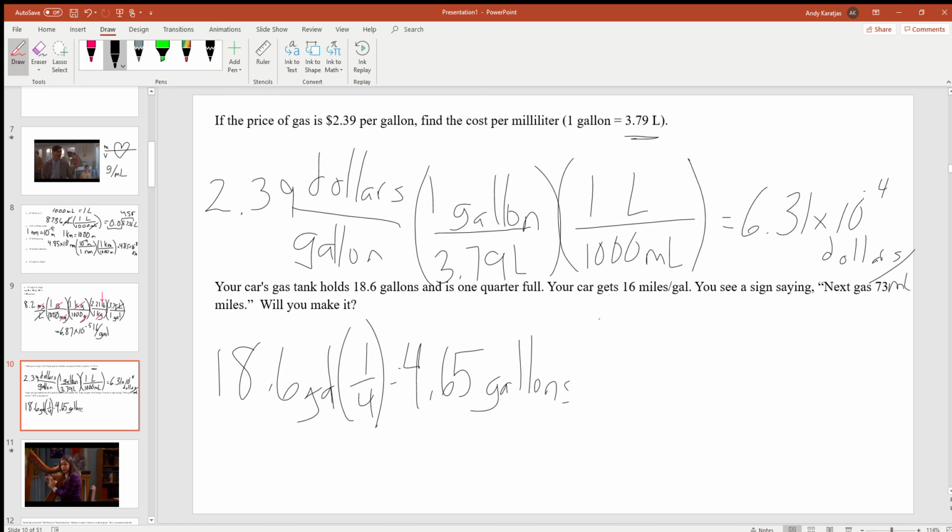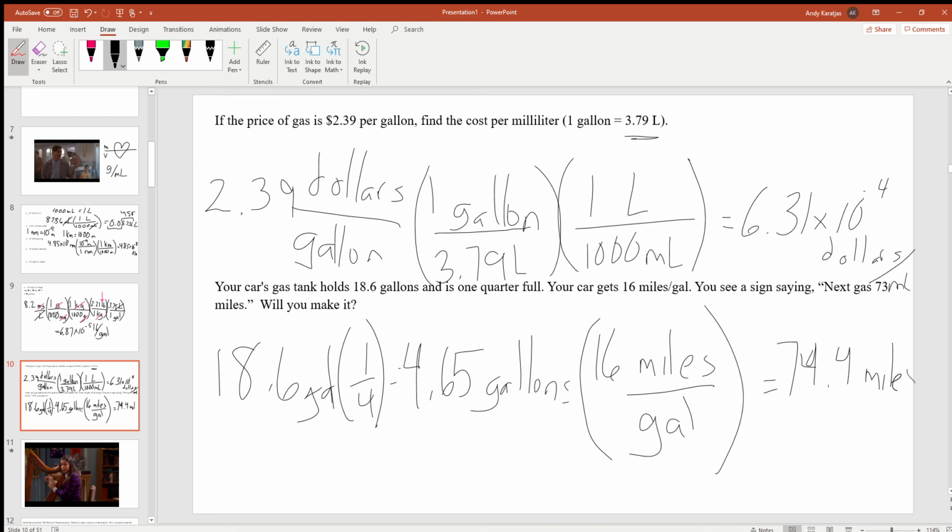We also know that our car gets 16 miles per 1 gallon. So this will allow us to convert from a volume unit to a distance unit, something we might not normally be able to do. When we calculate that, we get 74.4 miles. And if we're going to account for significant figures correctly, then we would make this 74 miles.